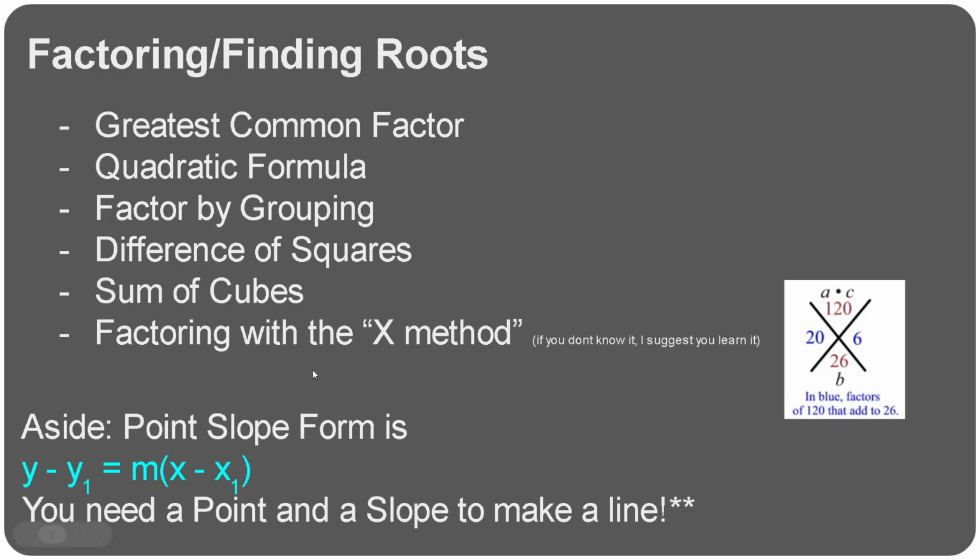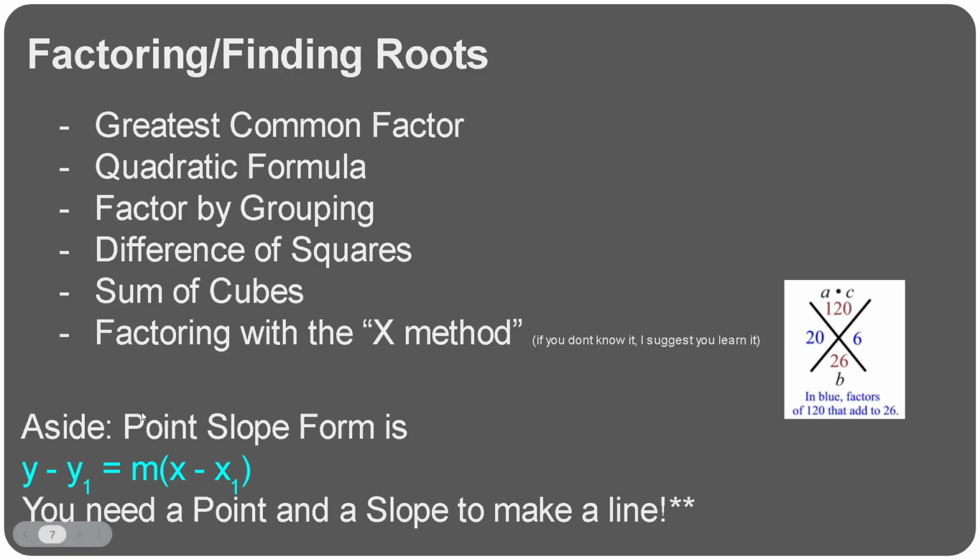And then factoring with the X method, I don't know if this has an official name, but this is what I mostly use when factoring or finding roots because I just think it's the easiest. You just find two numbers that multiply to be A times C, and then add to be B.